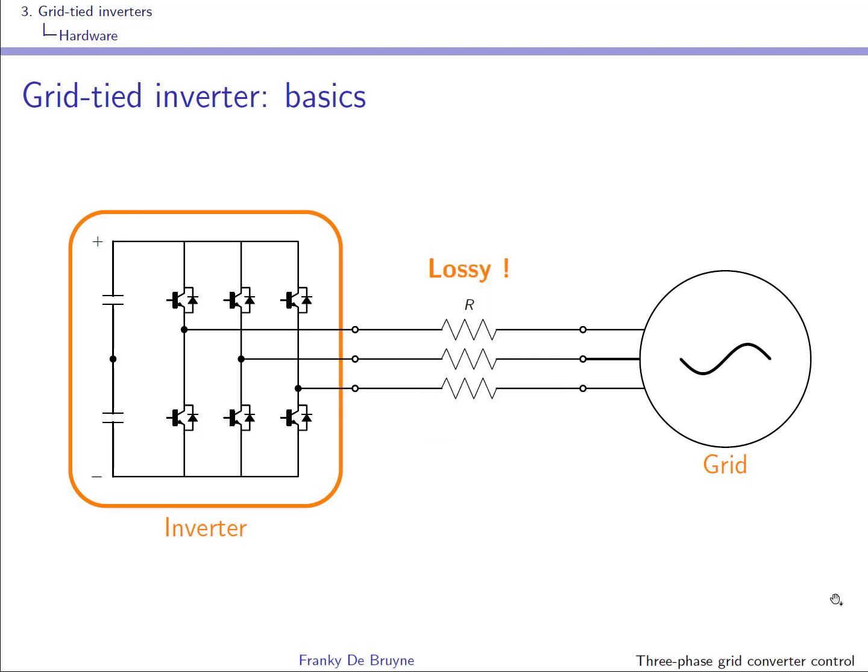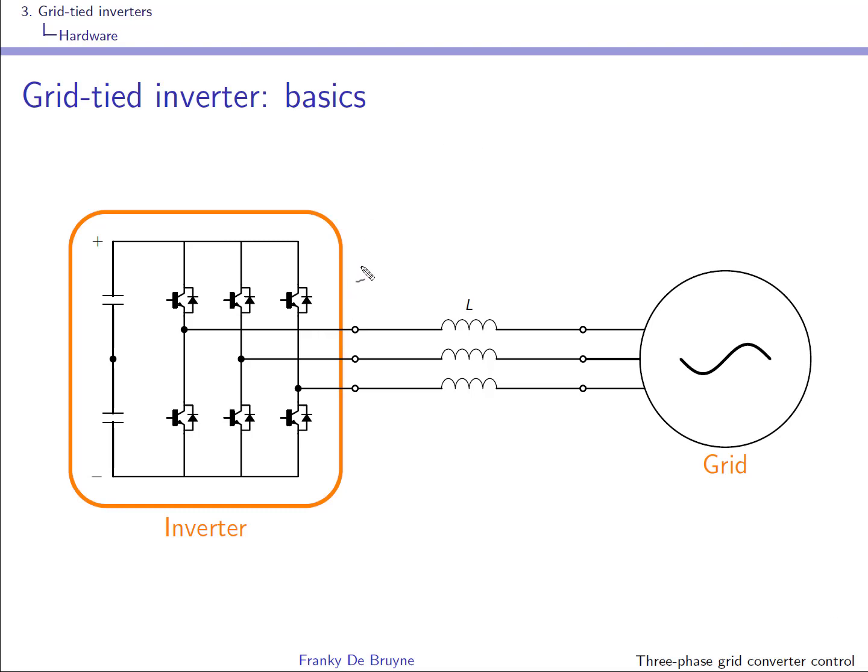Well, the first idea, and probably not such a good idea, is to connect your inverter to the grid through resistors. This is not a good idea, of course, because they are lossy and they dissipate energy. So the next best thing that you could do is probably connect it through an inductor. So each phase is connected to the grid through an inductor. This could work, but of course this will lead to ripple on the current.